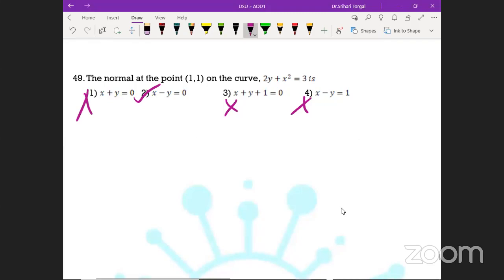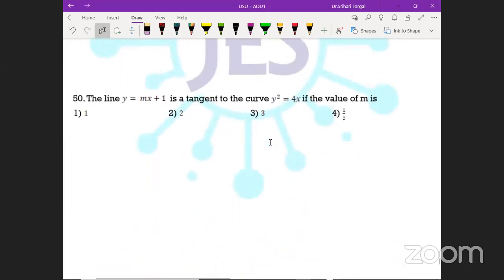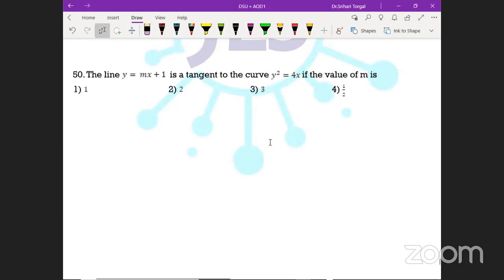Right? (1, 1). You have to satisfy (1, 1). 1 minus 1 is 0. The only option that satisfies the equation is option 2. Yeah, y equal to mx plus c is the tangent to the curve.